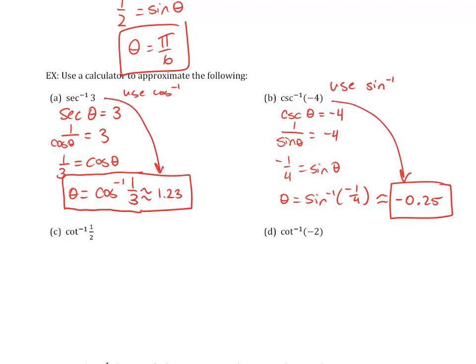Perfect. Now with cotangent, we can't use inverse tangent because it's got a different range. So we have to somehow write this in terms of cosine inverse.